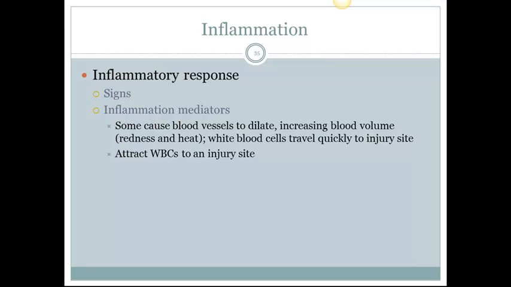Inflammation or inflammatory response. The signs of the inflammatory response are redness, heat, swelling, and pain. Swelling can also be referred to as edema, and redness can be referred to as erythema. Inflammation mediators: we have histamine, prostaglandins, and kinins. Some cause blood vessels to dilate, increase blood volume, which gives us the effect of the redness and the heat. And then white blood cells can travel quickly to the injury site, sometimes called chemotaxis.